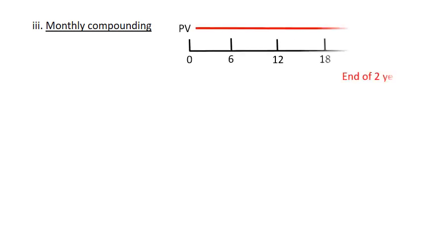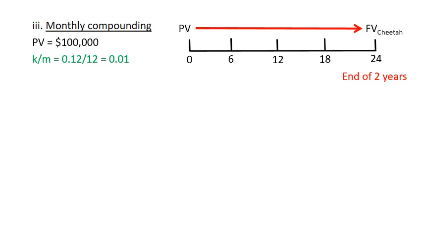Monthly compounding. Basically, it means compounding on a monthly basis, or every month you compound. Refer to the timeline here. We're looking at the end of 2 years. Because of 2 years, you will compound 24 times, and we're finding the future value at the end of 2 years, which is FV Cheetah. PV is 100k. K divided by M equals 0.12 divided by 12 gives you 0.01 or 1%. M times N equals 12 times 2 equals 24. This is method 1.